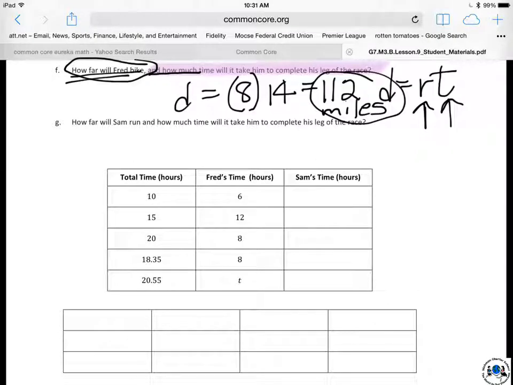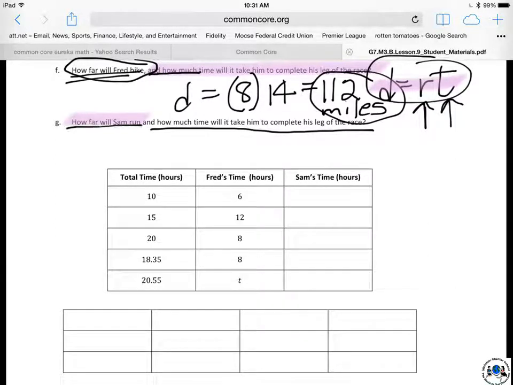Now that we've done so much of the hard work, all we have to do is use our distance, rate, time formula to solve for many things. The last question here, I want you to go ahead and do it yourself. How far will Sam run, and how much time will it take? We know the time already. So go ahead and apply the d equals r times t formula to solve for how far Sam will run, and come on back and see if you're right.